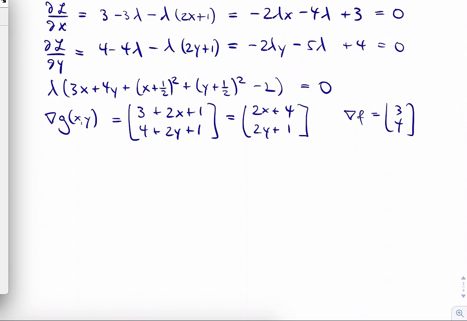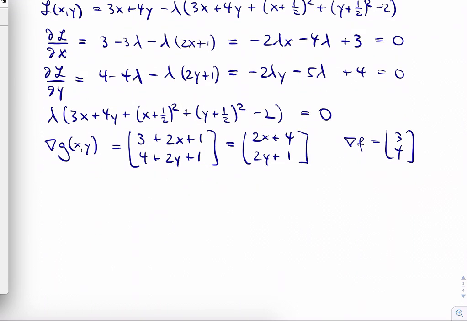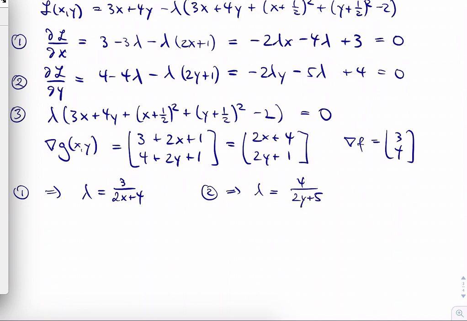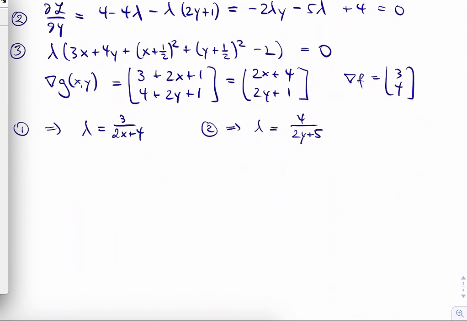So from the first, let me give these numbers here, 1, 2, and 3. From 1, we get that lambda is 3 over (2x plus 4). From 2, we get that lambda is 4 over (2y plus 5). Then we need to solve for x and y.